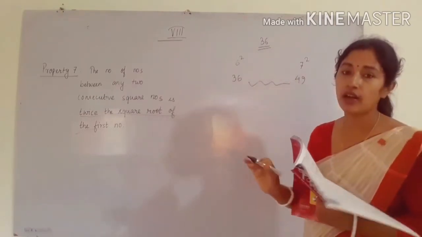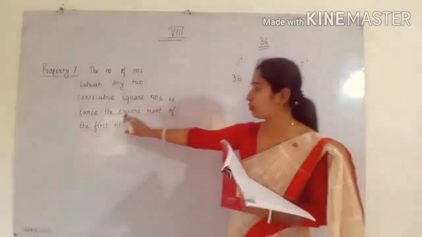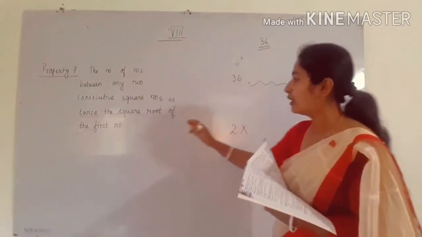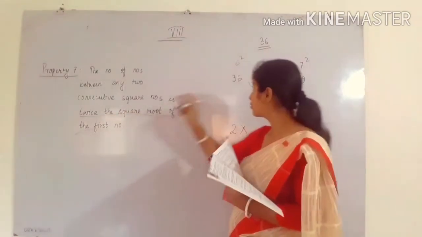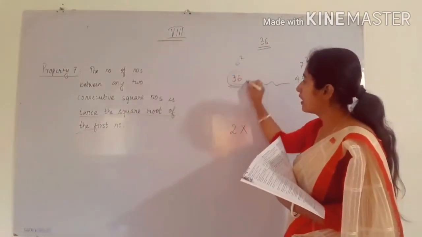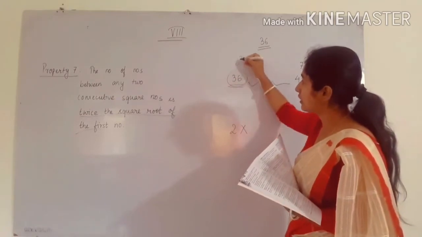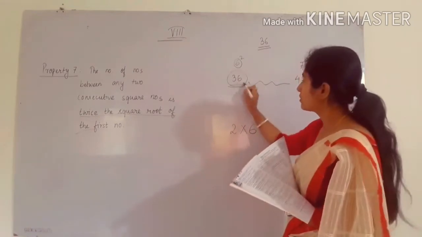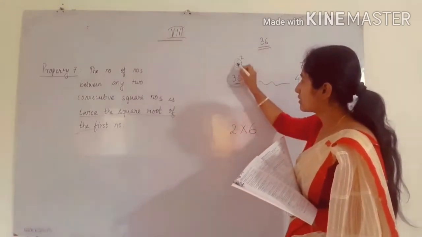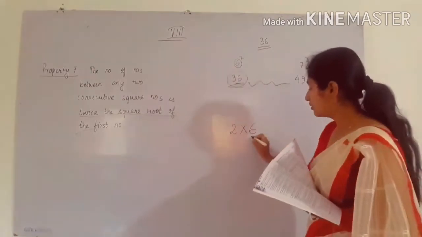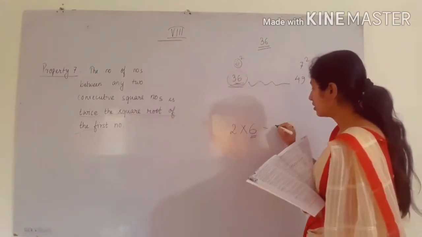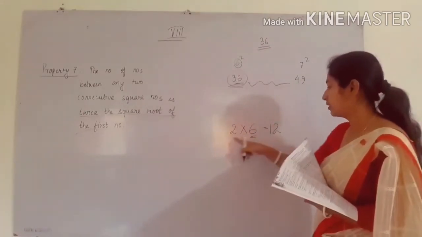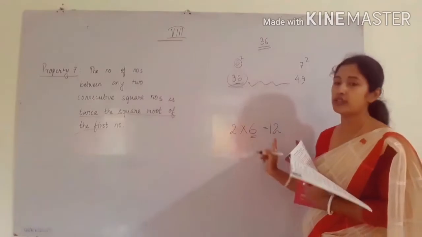I will not count now, I will just apply this formula. What is the formula? Twice, that means 2 times the square root of the first number. What is my first square number? 36. And what is the square root of 36? It is 6. So 2 into 6, because the square root of 36 is 6. So 2 sixes are 12.